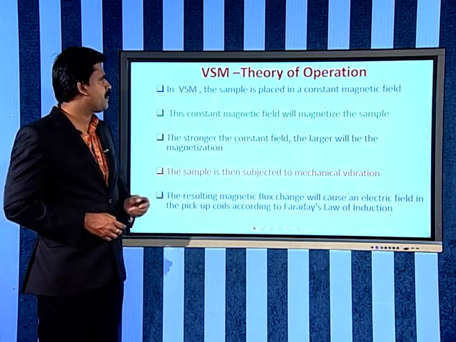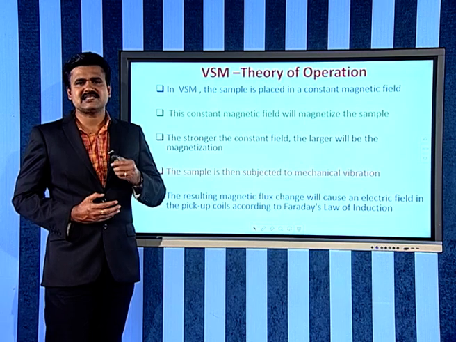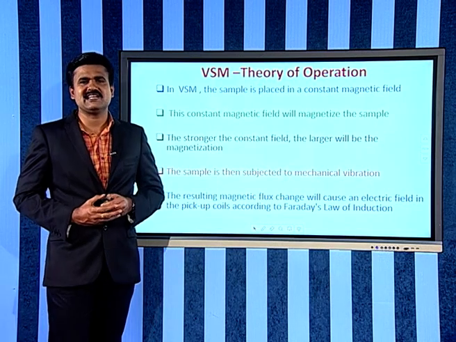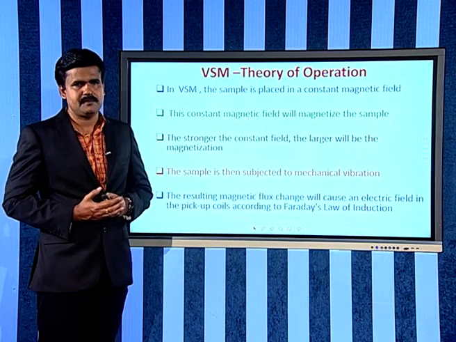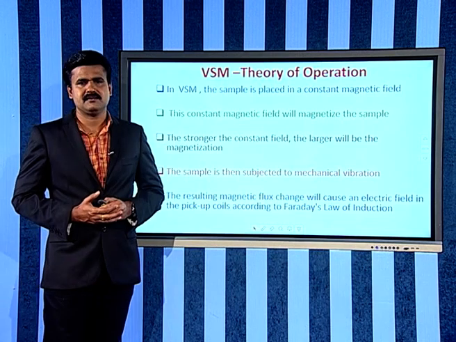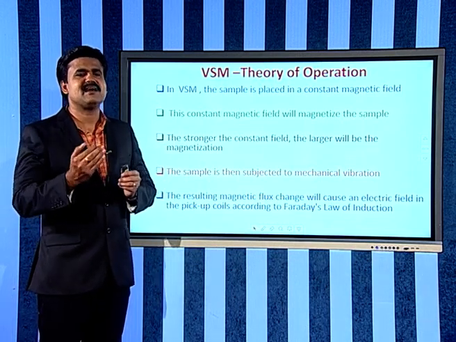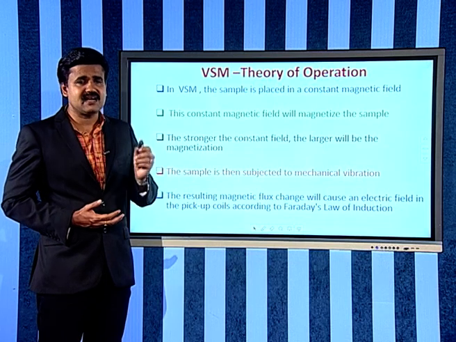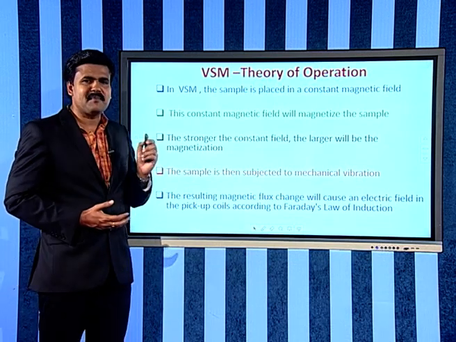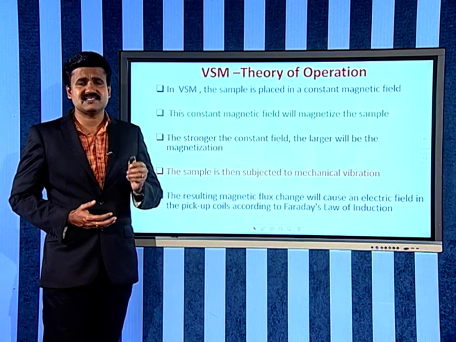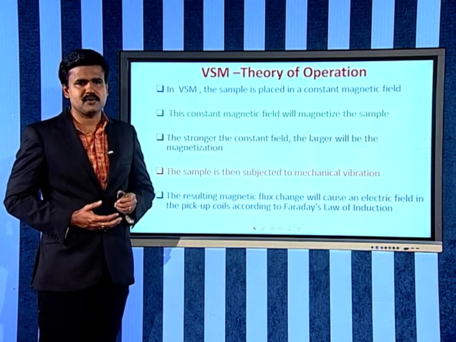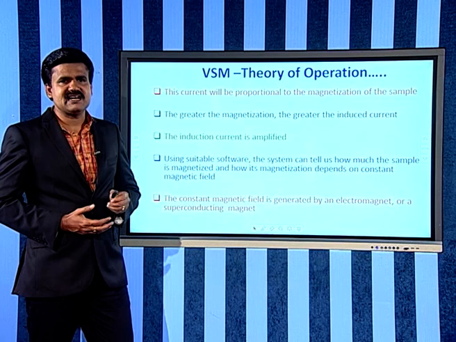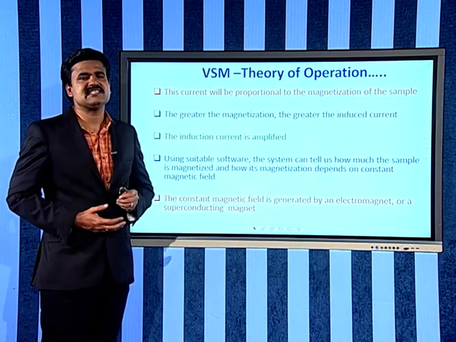Theory of operation. In VSM, the sample is placed in a constant external magnetic field. This constant magnetic field will magnetize the sample. The stronger the constant field, the larger will be the extent of magnetization. The sample is then subjected to mechanical vibration. The resulting magnetic flux change will cause an electric field in the pickup coil according to Faraday's laws of induction. The current will be proportional to the magnetization of the sample.